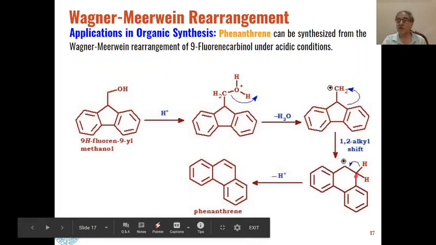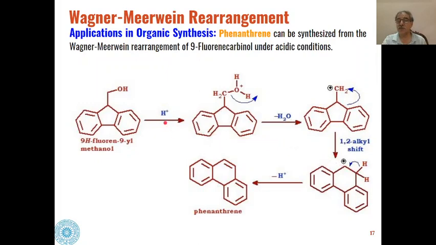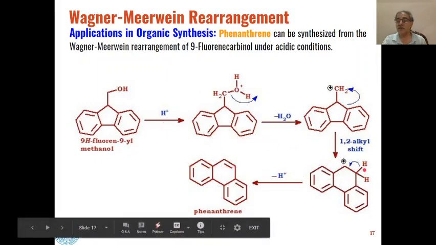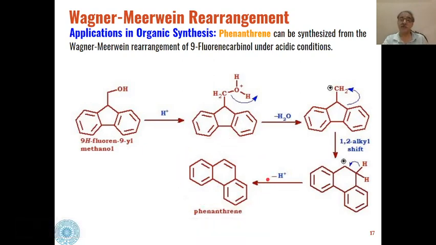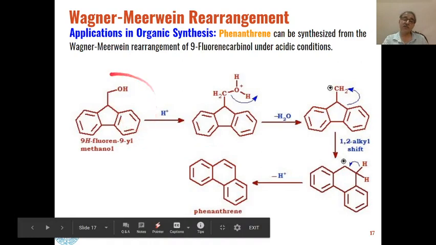And then H positive, which we added at the start, will be lost at this place, and this will be aromatized to give us phenanthrene as the product. And this is how these types of alcohols under acidic conditions can be converted into phenanthrene through Wagner Meerwein rearrangement.